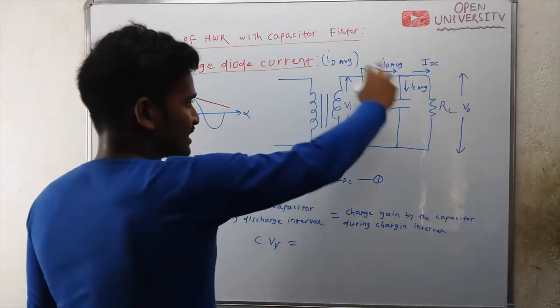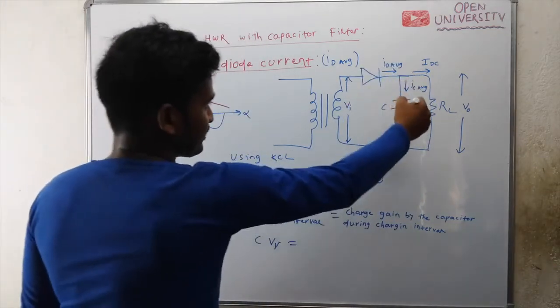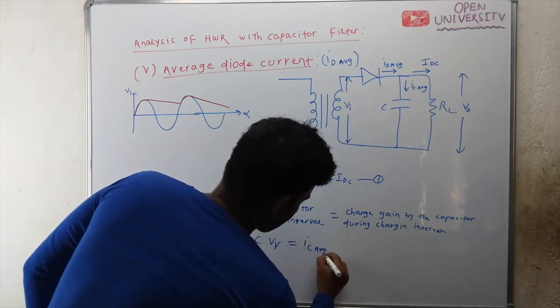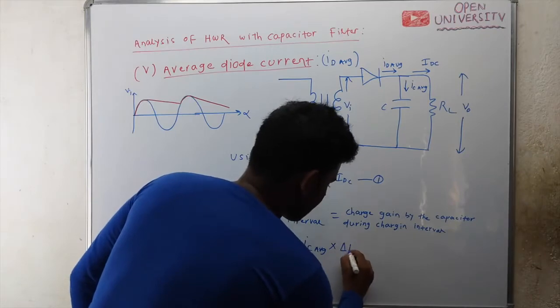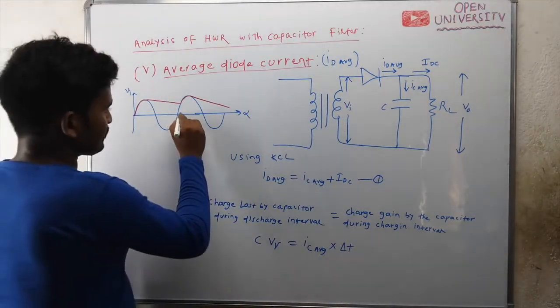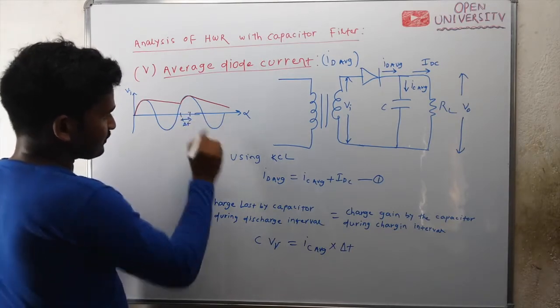What is the amount of charge gained by the capacitor? What is the current flowing in the charging interval? IC average into the charging interval. Let it be delta T. Delta T is your charging interval. This interval is delta T.